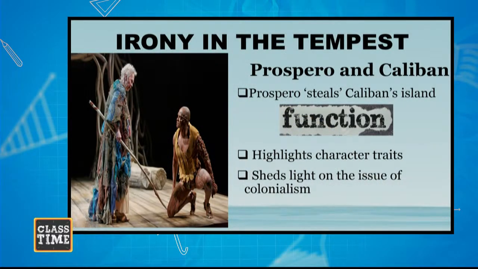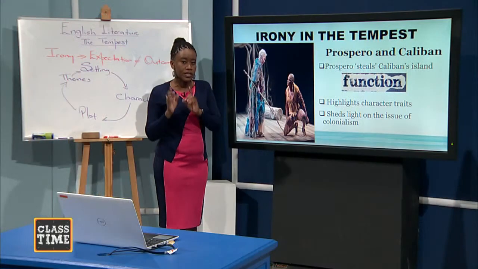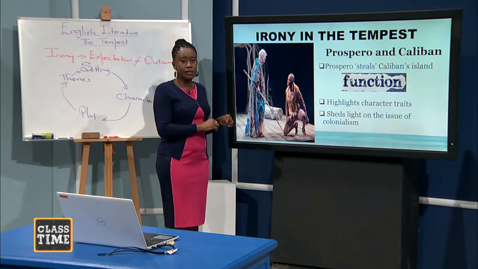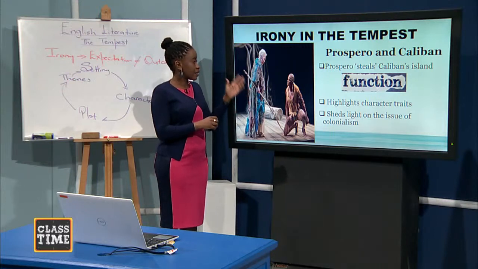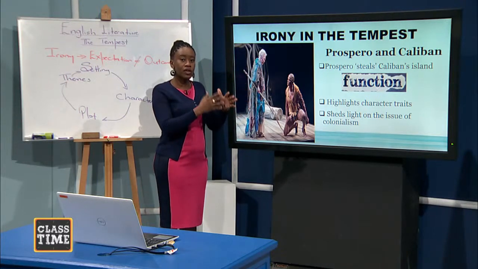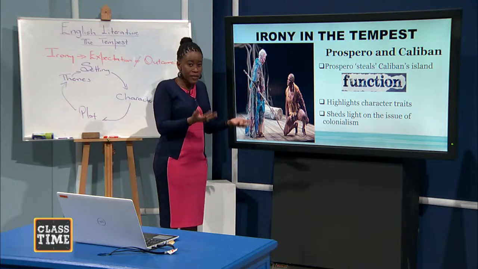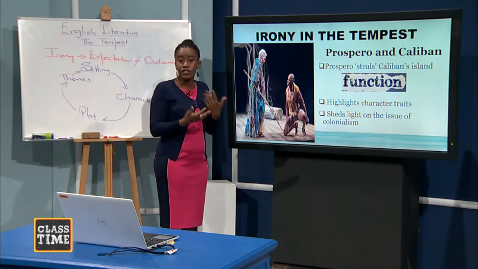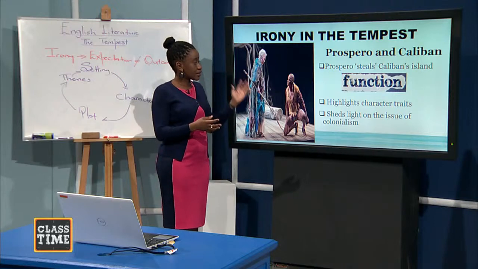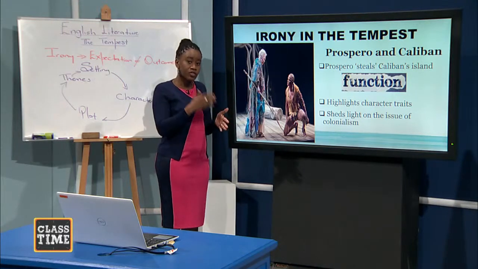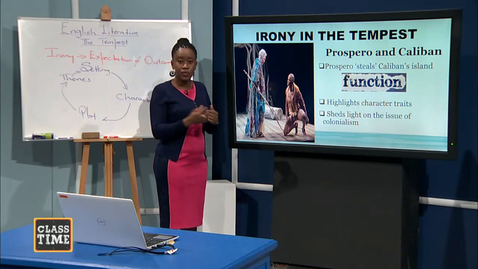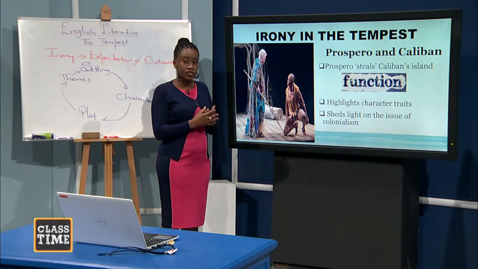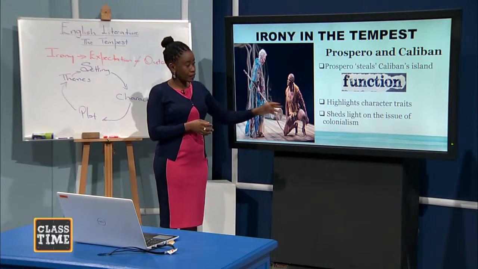Highlighting character traits. Prospero stole Caliban's island. Antonio stole Prospero's dukedom. Prospero is meting out revenge against Antonio for something that he is doing to Caliban also. We see that the character of Prospero is brought under the spotlight. Is Prospero fair? Is he just? Is he doing what is right? If he's doing the same thing to Caliban, does he have the right to be meting out revenge against his brother? So it brings character traits into scrutiny.